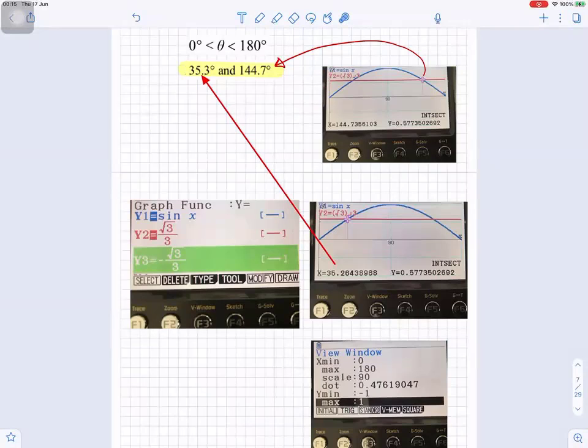So when you plot it in the graphics calculator, y equals sine x and y equals root 3 over 3, you would find where they meet at those 2 points. And that's one of the answers, 35.3. And they also meet at 144.7. And that's the view window, the scale you put in it, so that you can see it clearly.